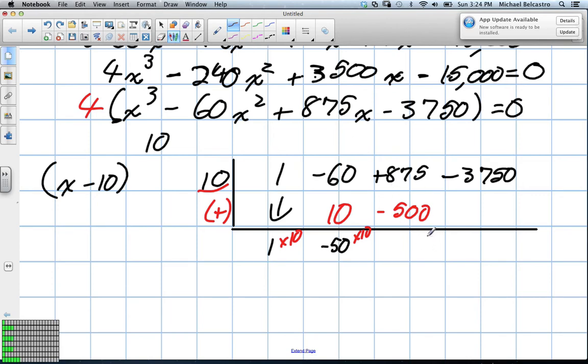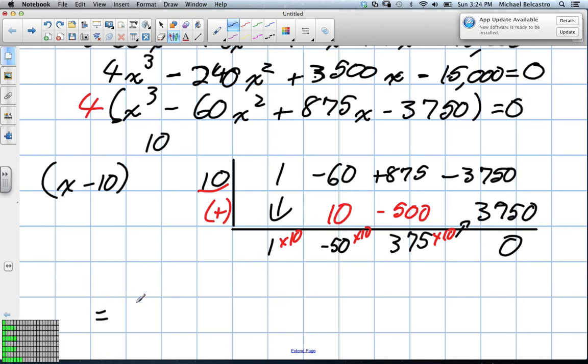Think of it like straight subtraction. 375. Okay? If you take a calculator, you would have found the same thing. Then we're going to multiply that by 10. And when we multiply that by 10, we get 3,750. Perfect, right? We get a remainder of 0. So we've taken a factor out.